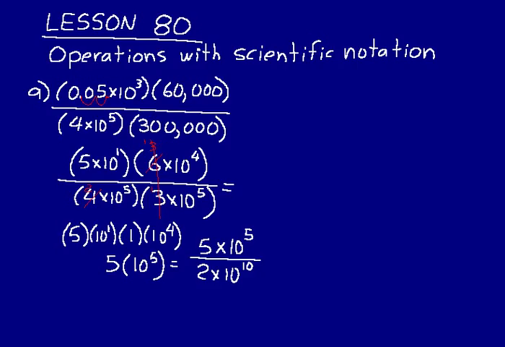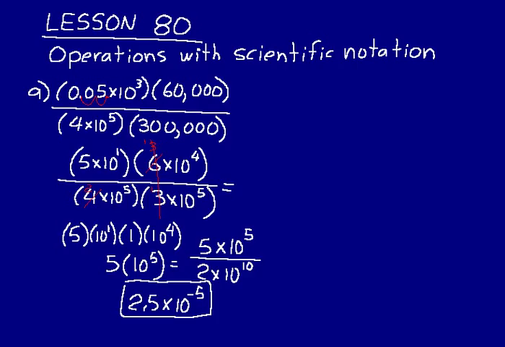And so now what we can do is simplify this expression. 5 divided by 2 is just going to be 2.5. And we separate that part in front of the power of 10 separately from the powers of 10. Now look at the powers of 10. 10 to the 5th over 10 to the 10th. That would be 10 to the 5 minus 10, or 10 to the minus 5th. So there's our simplification of that problem. 2.5 times 10 to the minus 5.